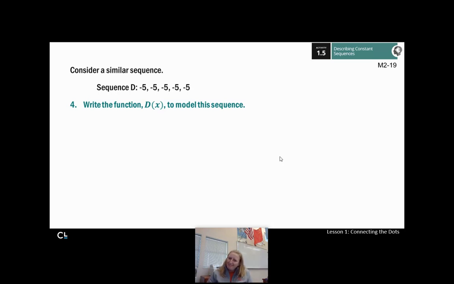So again, I'm noticing that my lovely little function here has a slope of zero. Again, there's no constant difference. My constant difference is zero. It's never changing. So I just wrote d of x equals negative 5.